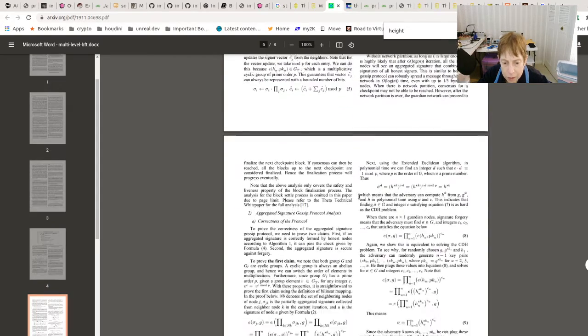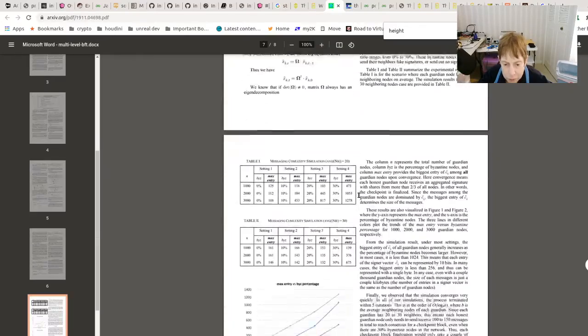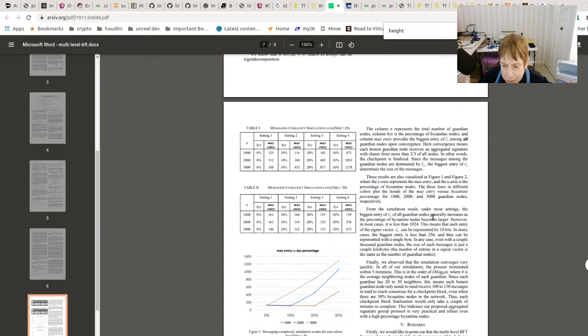Now they do get down here into some charts of their experimentation, and they looked at 1,000, 2,000, 3,000 guardian nodes. They looked at how many are bad. As you can see, there's none. How many max entries, how many messages. And obviously, if you have more bad nodes, more messages would need to be sent because it would take longer to achieve consensus.